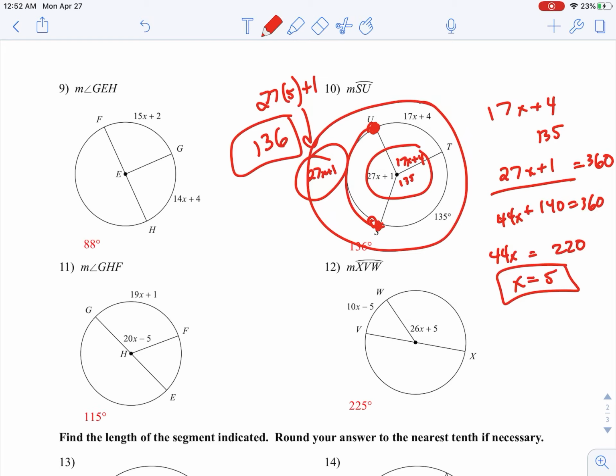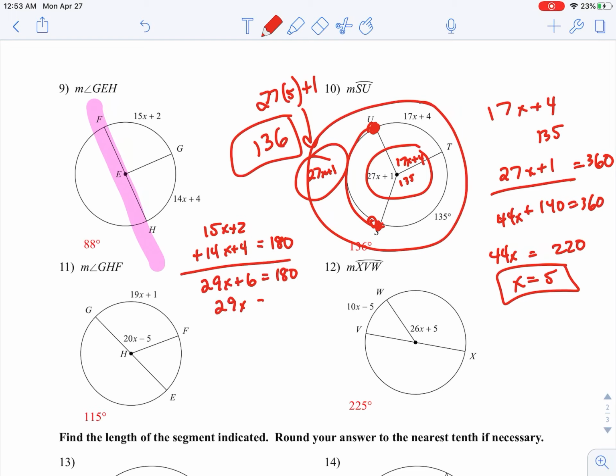All right, now let's go back to number 9. I'm looking at it. I don't see any numbers. I can't add everything. Well, I could. All right, but what do I see? I see a 180. Okay, I see a 180. So I'm going to add those parts. 15x plus 2 plus 14x plus 4 equals 180. Okay, so 29x plus 6 equals 180. 29x equals 174.